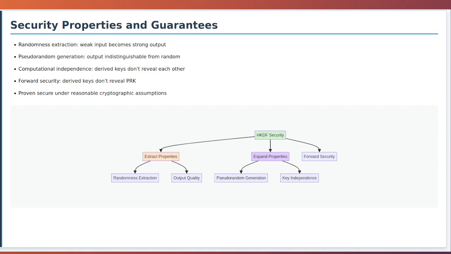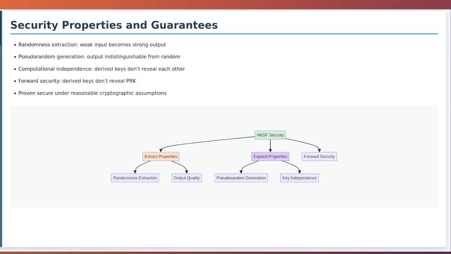Second, the expand phase provides pseudorandom generation. Given the PRK, an attacker who does not know the PRK cannot distinguish the expanded output from random data, even if they know the info parameter and can see some of the output. Third, HKDF provides computational independence between derived keys. If an attacker learns one derived key, they cannot use that information to figure out other keys derived from the same PRK with different info values. Fourth, HKDF is forward secure in the sense that compromise of derived keys does not reveal the PRK.